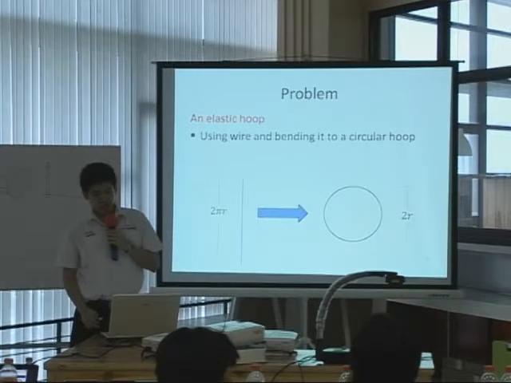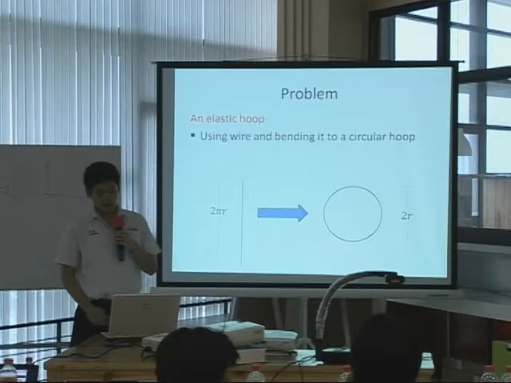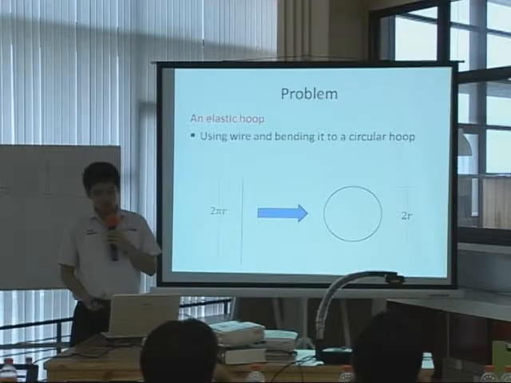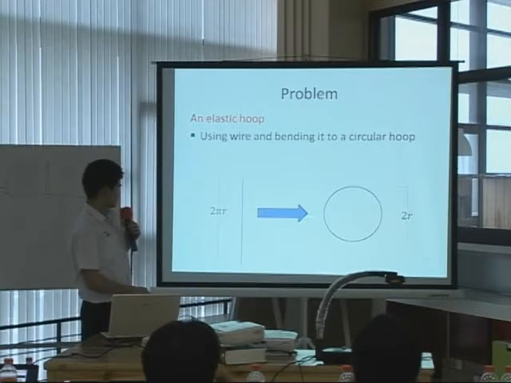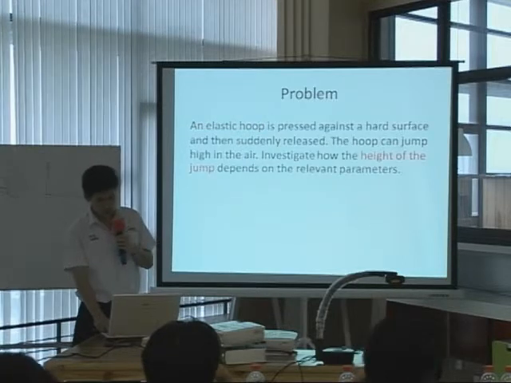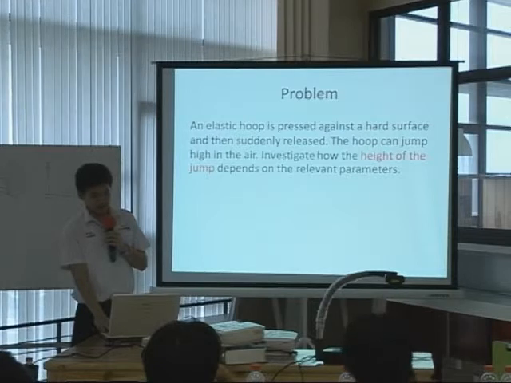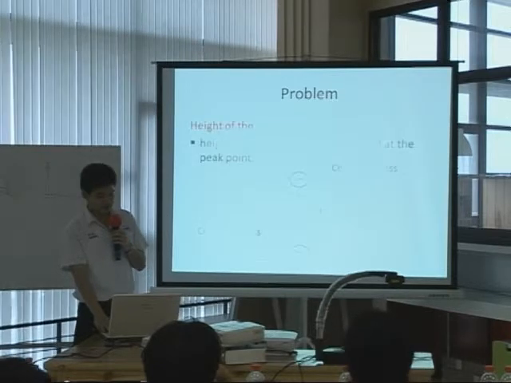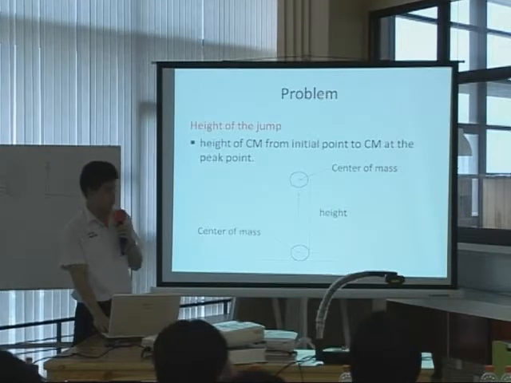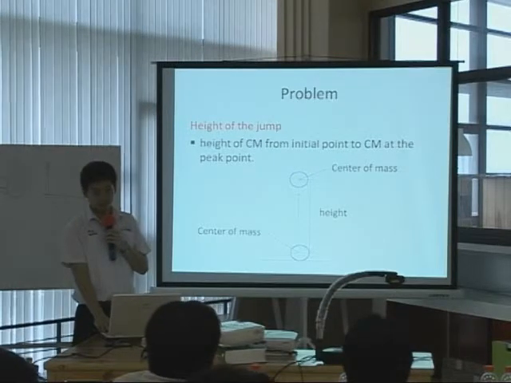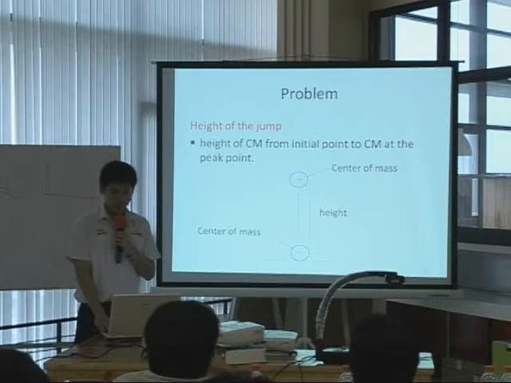I define an elastic hoop as a wire bent into a circular hoop, as in this picture. And I define the height of the jump as the height of the center of mass from the initial point to the center of mass at the peak point.